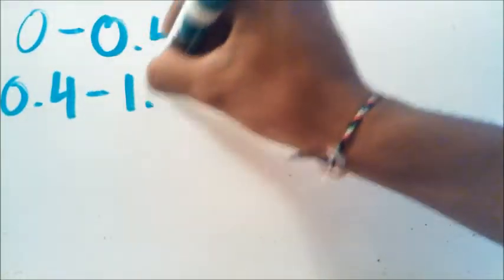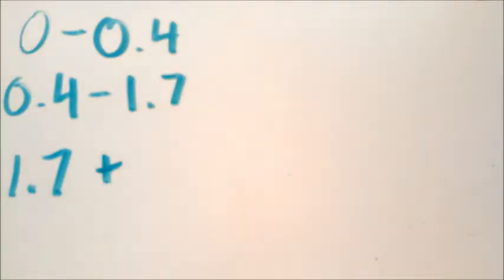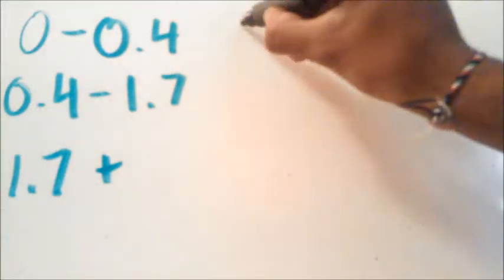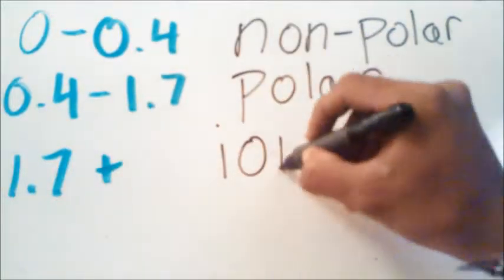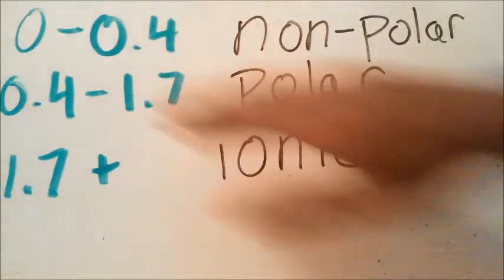The electronegativity ranges correspond to the type of bond atoms make. 0 to 0.4 indicates nonpolar, 0.4 to 1.7 indicates polar, and anything above 1.7 indicates ionic.